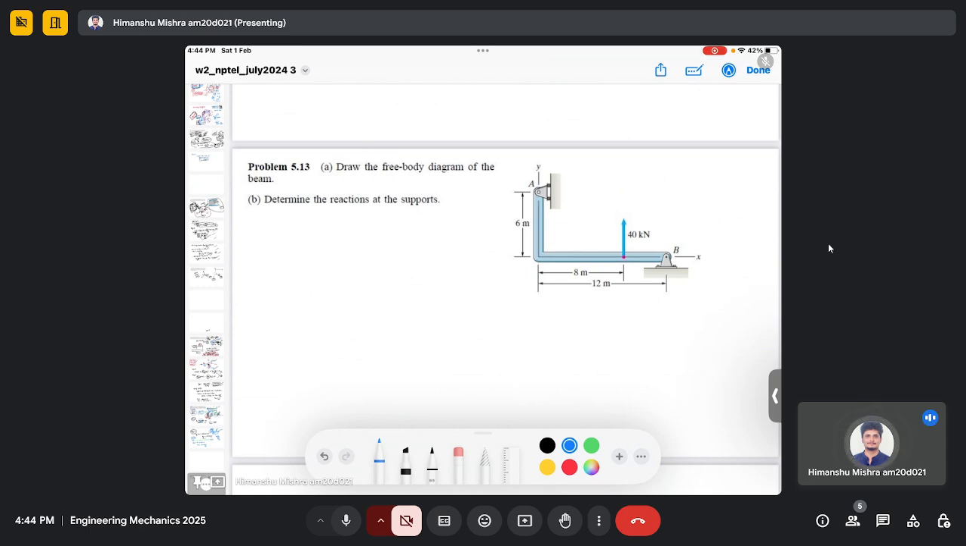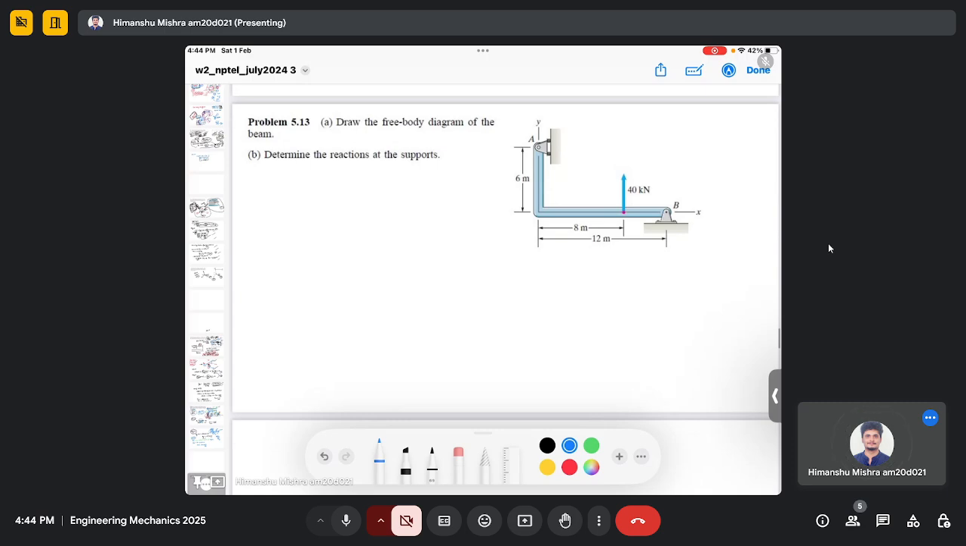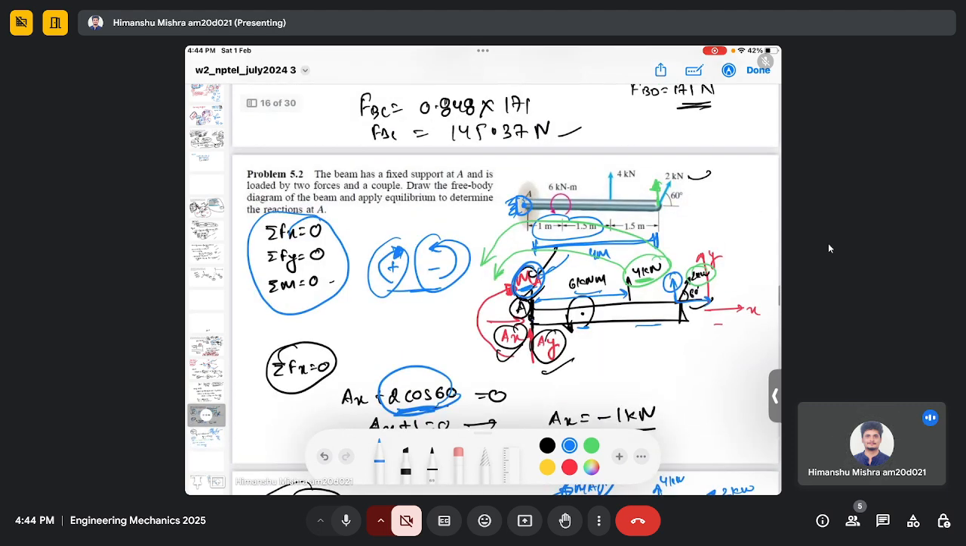So the first part is to draw the free body diagram of the beam, and the second part is to determine the reactions at the support. So again, in order to determine the reactions at the support, you need to see what kind of support you have been given in the problem. Earlier you were given the fixed support.